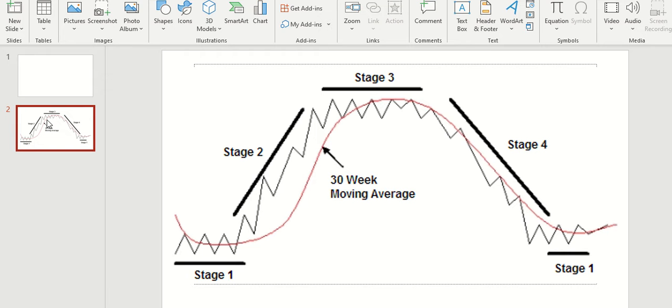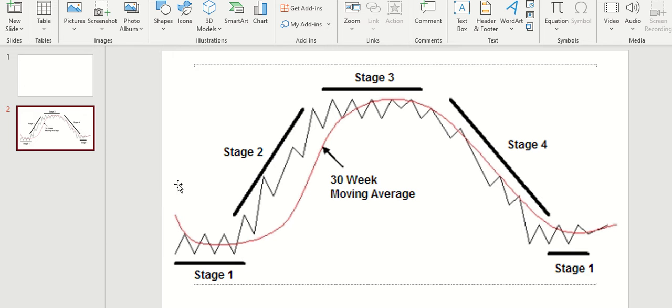So I pulled up this chart. You can find it in Stan Weinstein's Profiting in a Bull and Bear Market. It's a book from 1987, but it is still very good and the concepts still apply to today. So I suggest you check that out. That's on the recommended reading list.